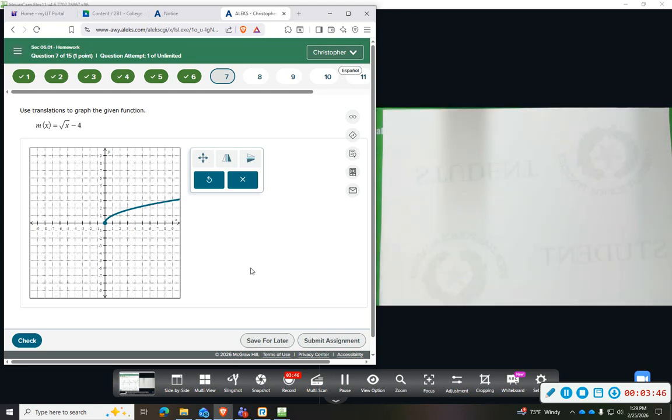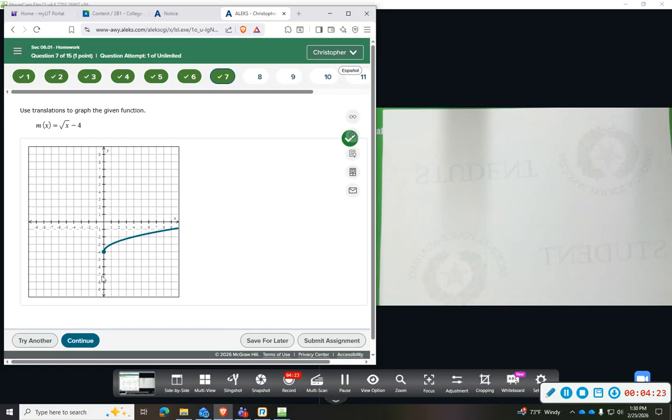All right. You want to be able to identify. So with this function, you see x inside of a grouping symbol, the square root, but then you have a minus 4. That 4 is identified as the k value. That's going to be a vertical shift. It's going to go down 4 units. And so what we want to do is use translations to graph the function. So I'm going to click translation, and I'm going to drag this down 1, 2, 3, 4. And that's going to save that, and then we're going to check it. Okay, and it gives me a green check, which is good.